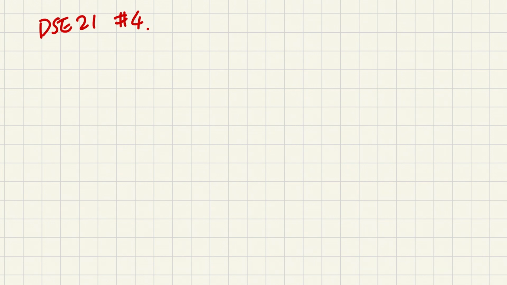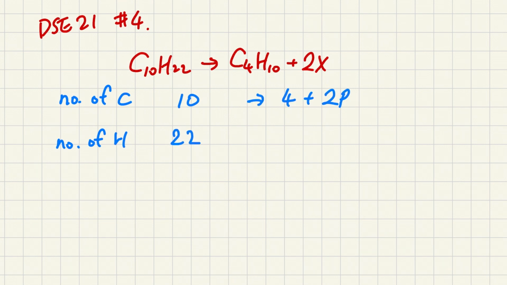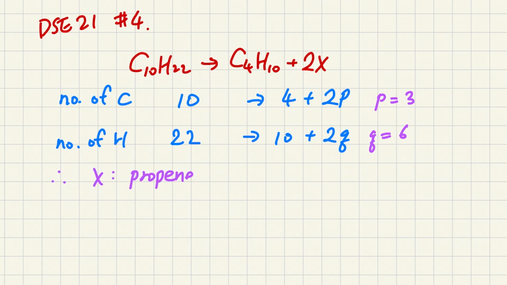2021, Question 4. 2X will be produced at the end of cracking. We count the number of carbon and number of hydrogen, and we got that the number of carbon for each X is 3. Number of hydrogen for each X is 6. So here shows X should be propene.